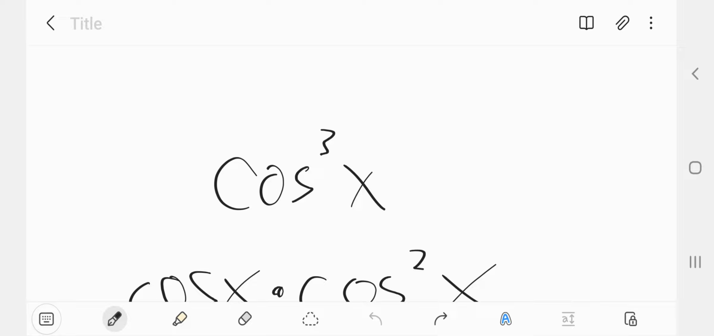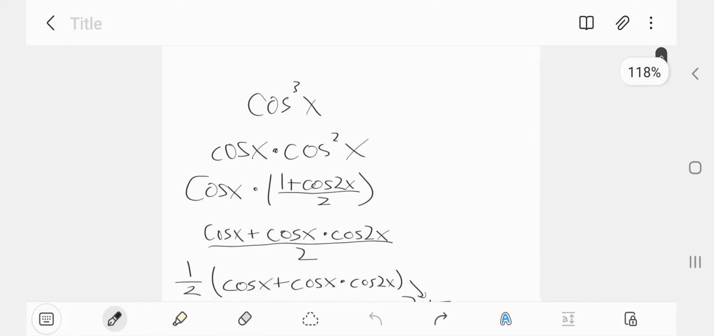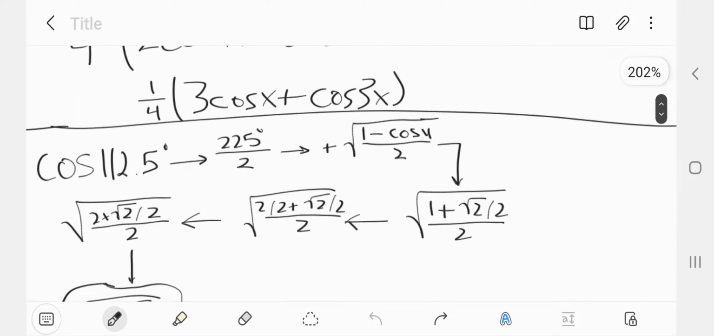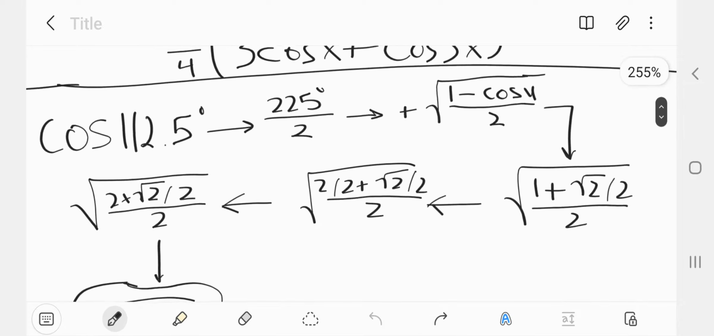So this video will be going over more trigonometric identities and formulas, such as the double angle, half angle, and power reducing formulas, and more of those of the like. So here we have two examples with cosine cubed x, and then we have another one with cosine 112.5 degrees.